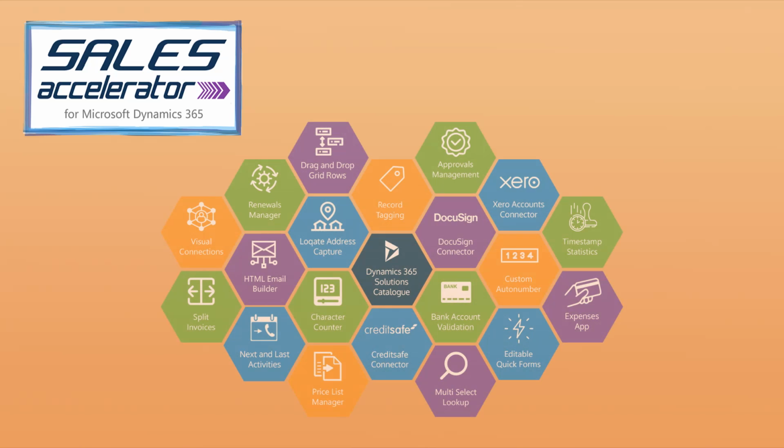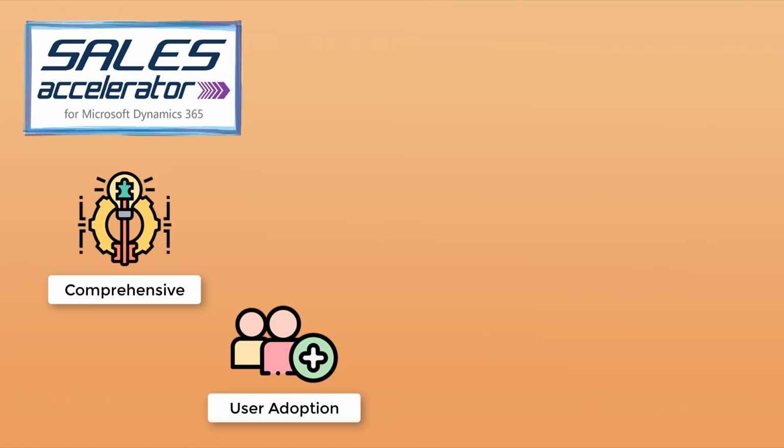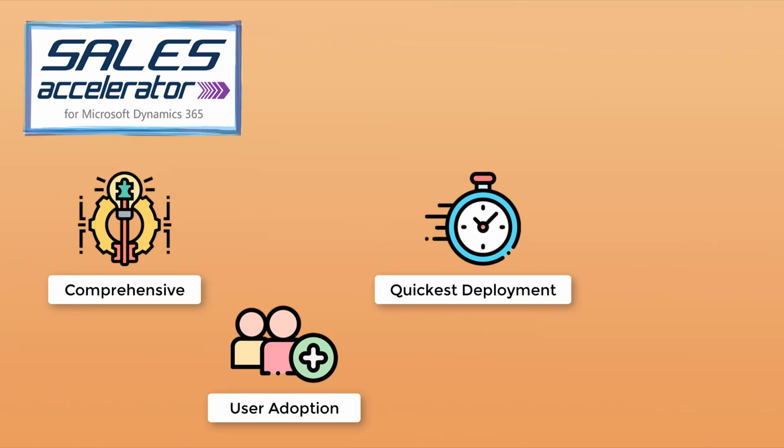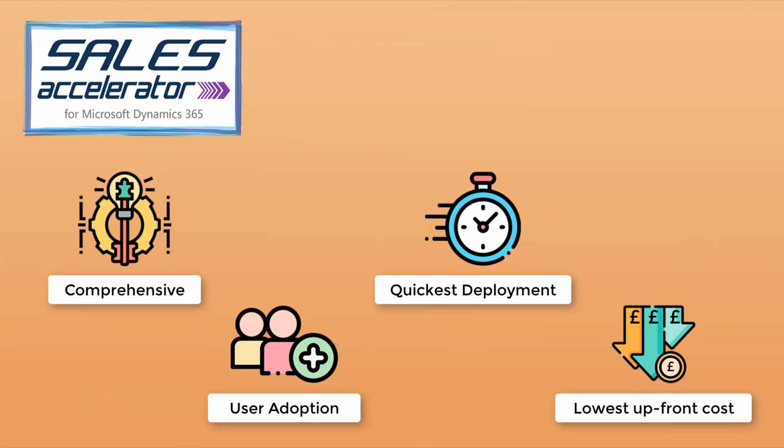What also sets the Accelerator apart from out-of-the-box builds of Dynamics for Sales is the inclusion of all of our packaged solutions. These add more capabilities, fill some gaps in the standard product's functionality, and improve, again, the user's end experience. In developing the Sales Accelerator, our aim is to provide the most comprehensive build of Dynamics Sales that simplifies user adoption so organizations can complete the quickest deployment of Dynamics for the lowest upfront cost.